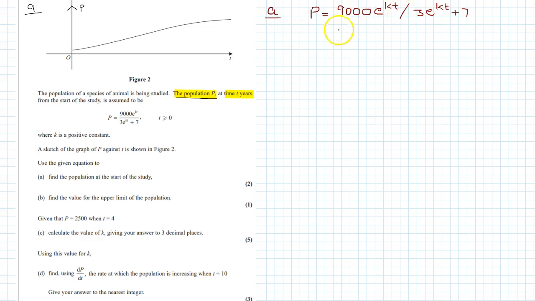So at the start of the study, T is equal to 0. So P will be 9000 e to the power 0 divided by 3 e to the power 0 plus 7. So this is 1 and this is 1. So 9000 over 10. So that is 900 is the population.